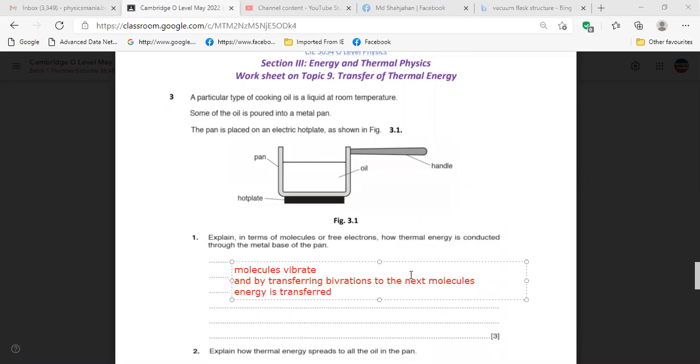Okay, so here, for mentioning the molecules vibration, 1 mark, and this vibration is transferring to the next molecules, for mentioning this another mark, and thus energy transferred, for this one another mark. Okay, is it clear? Yes, sir. Very good.